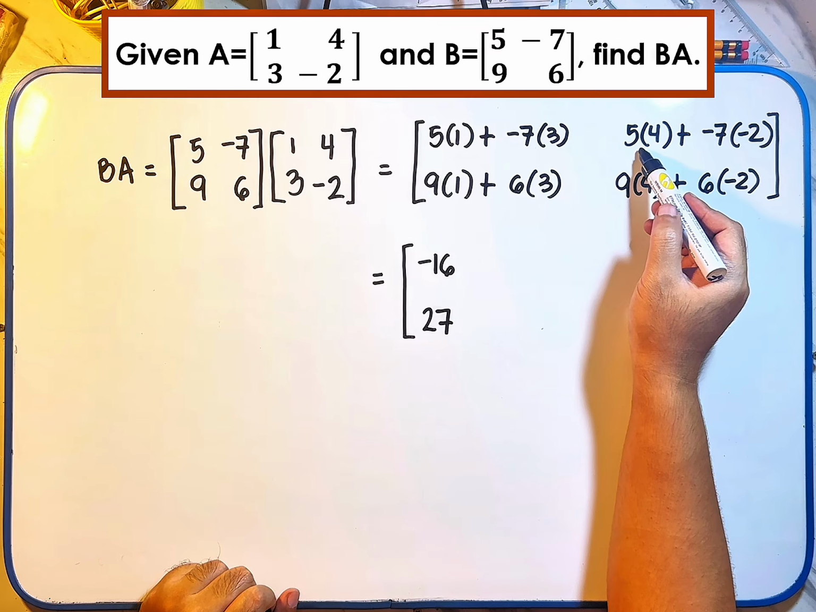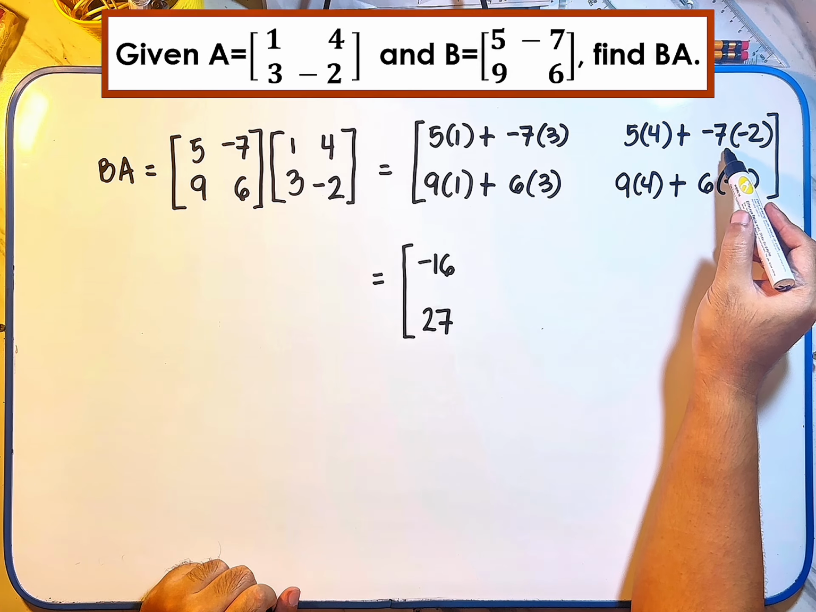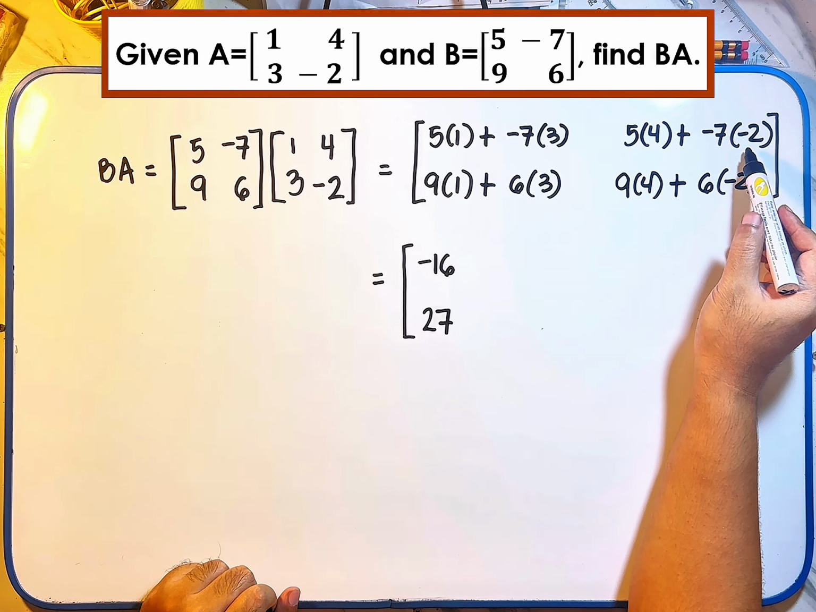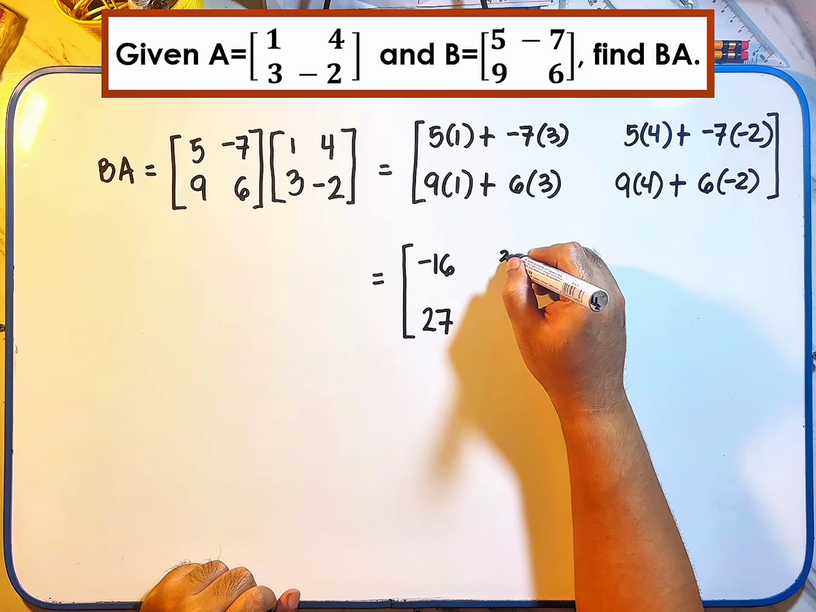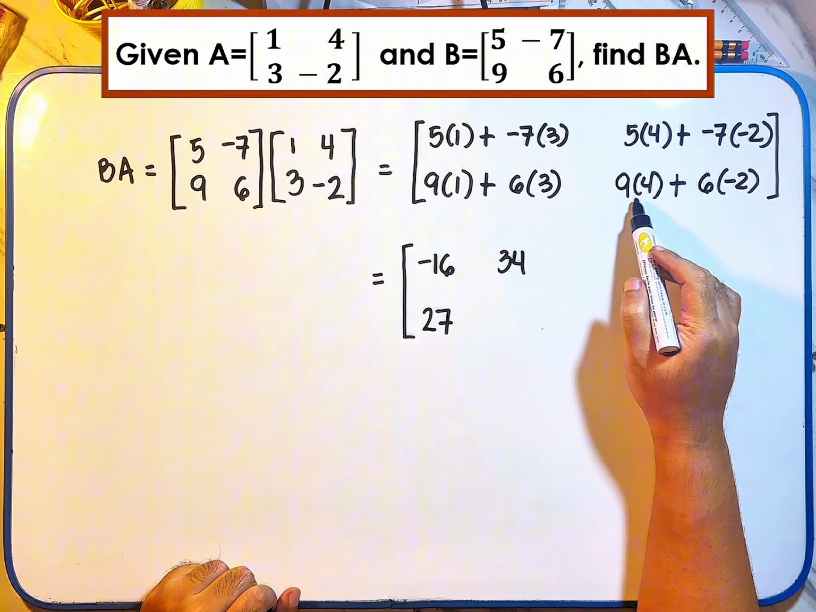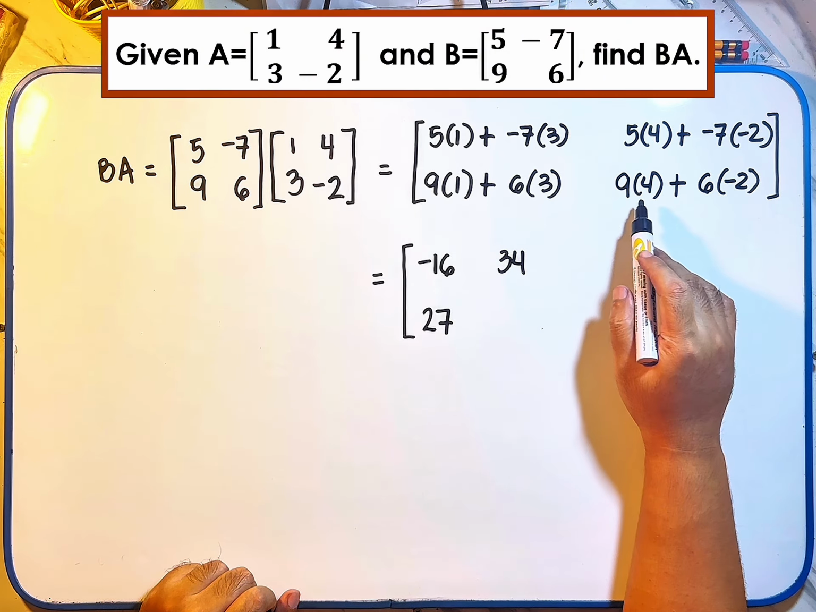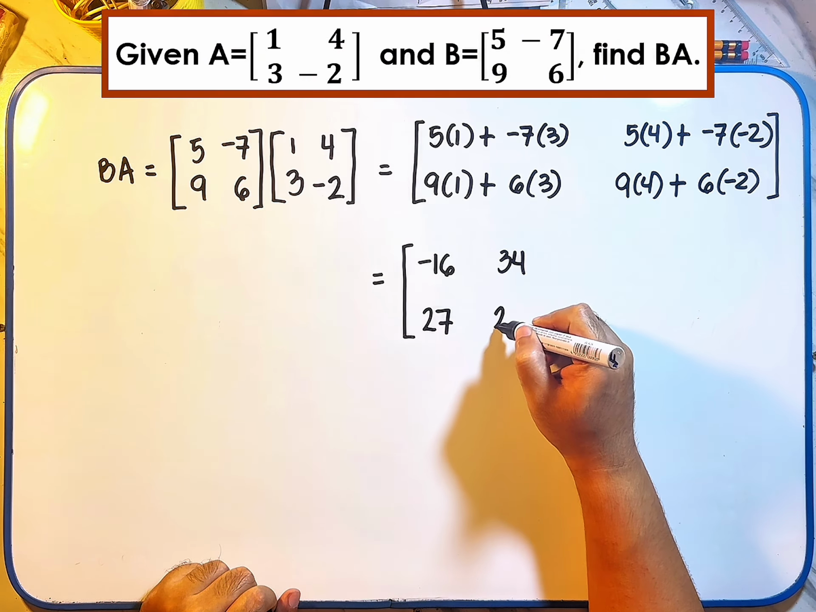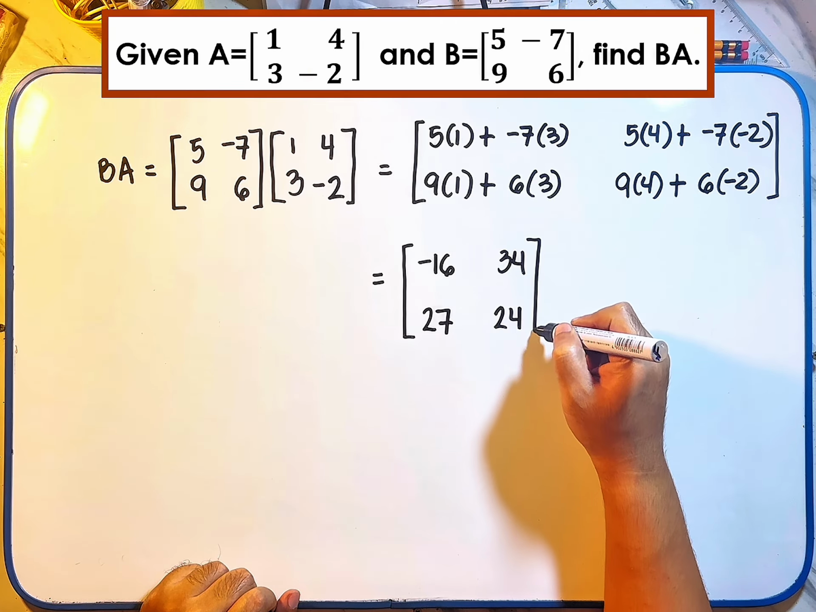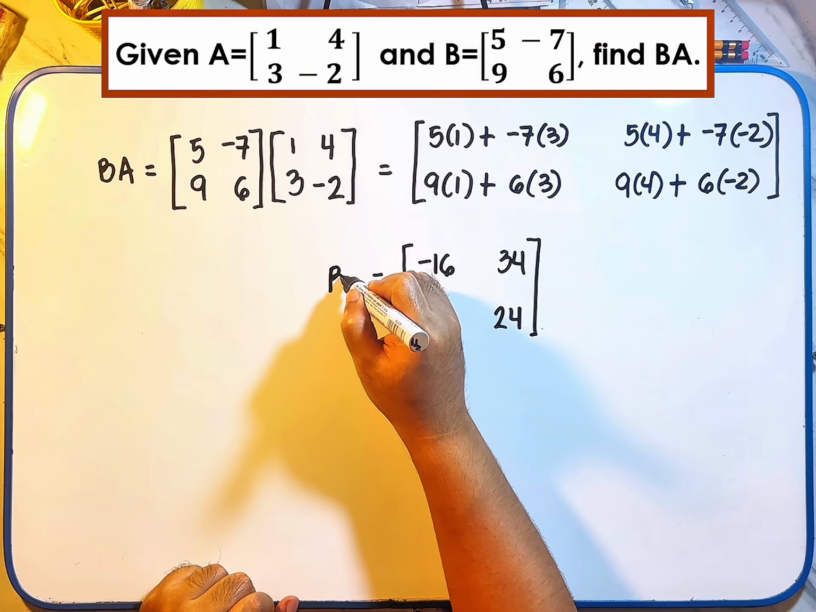Next, 5 times 4 is 20. Negative 7 times negative 2 is positive 14. So 14 plus 20 is 34. Next, 9 times 4 is 36, while 6 times negative 2 is negative 12. So 36 minus 12, that's 24. So this is the product B times A.